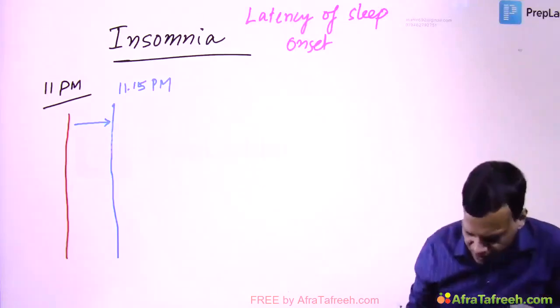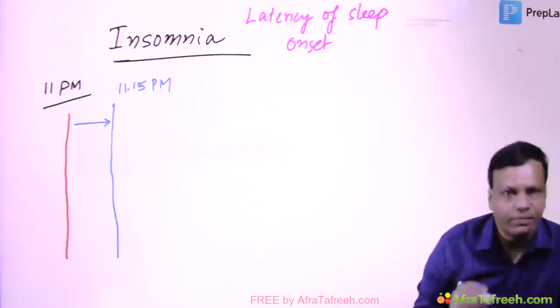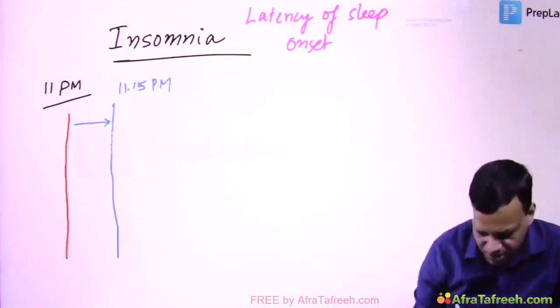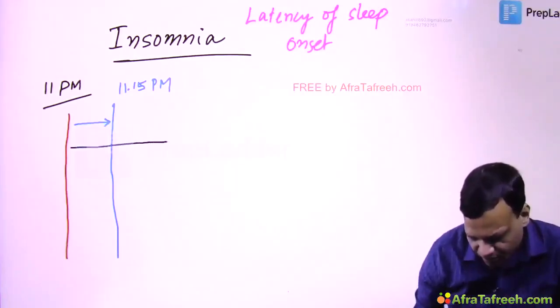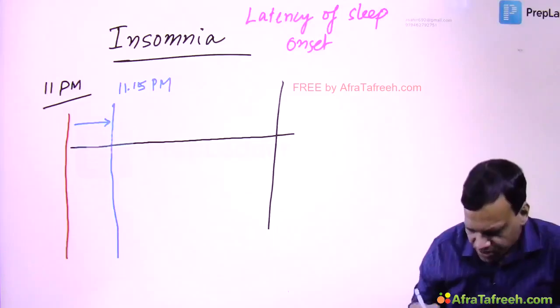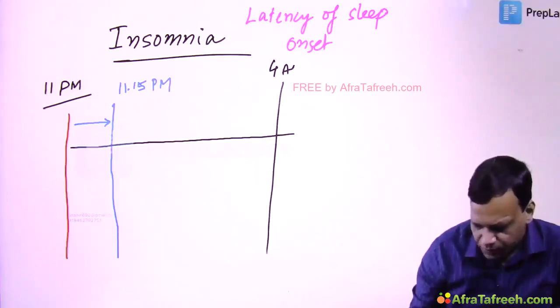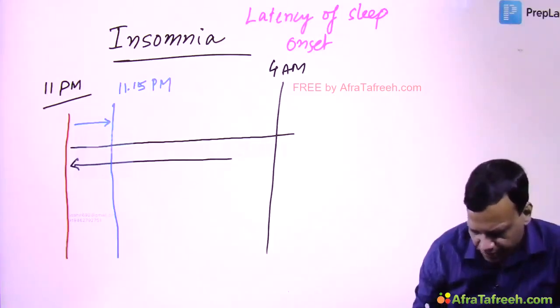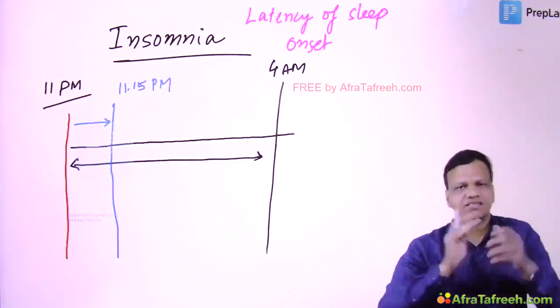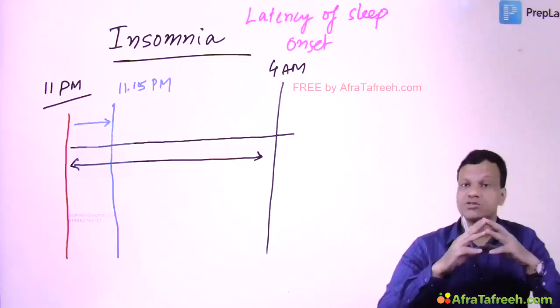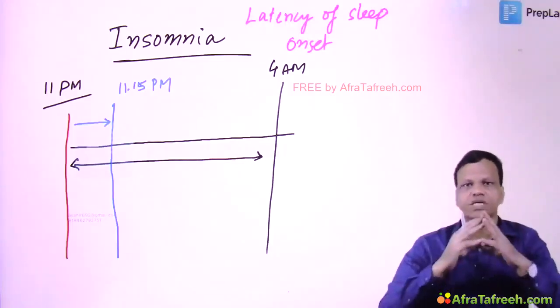But a person with insomnia also tries to sleep at 11 p.m., but the person is not able to sleep. It is 12 a.m., 1 a.m., 2, 3, 4 a.m. So the person is sleeping at 4 a.m. So this is the latent period now. That is the major problem in insomnia. The person is not able to sleep even after trying.